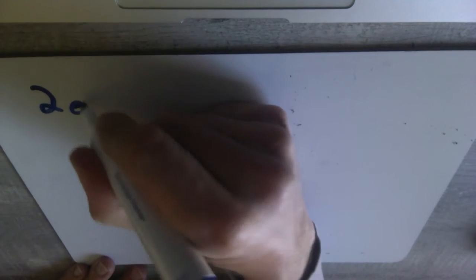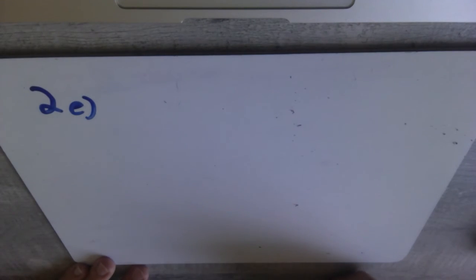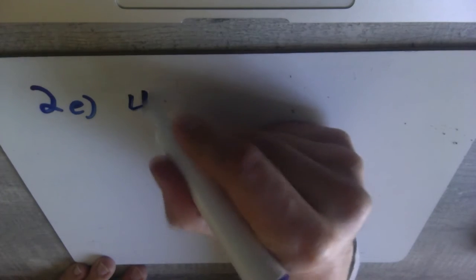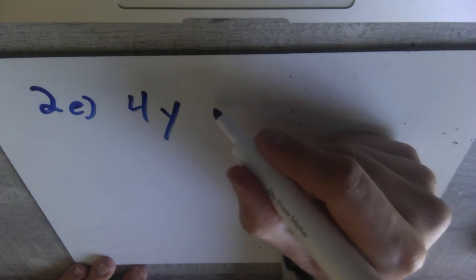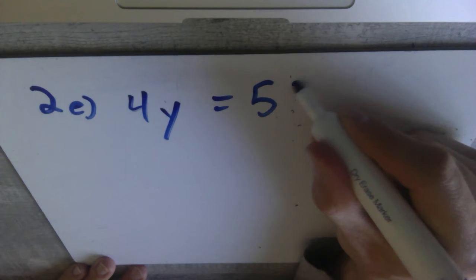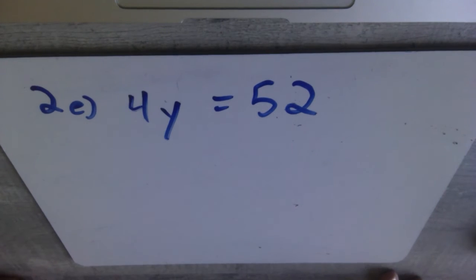Okay, looking at 2E, we have 4y equals 52. So once again, systematic trial is guess and check. Start with a number for y and see if it works.